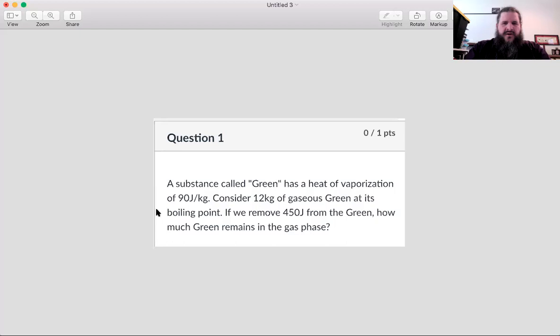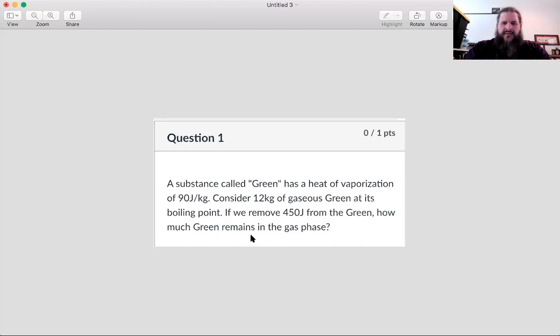Okay. Substance called green has a heat of vaporization of 90 joules per kilogram. And again, let's take a look through this and see what it is actually asking. Blah, blah, blah, some extra information. If we remove 450 joules, how much green remains in the gas phase? So we want to know how much of it is still gas.